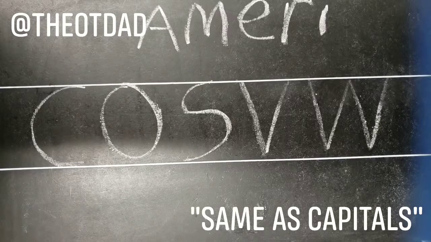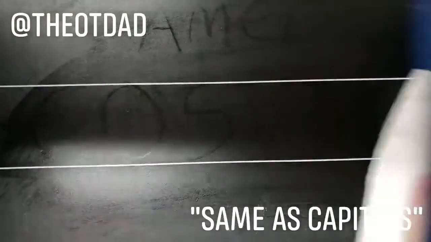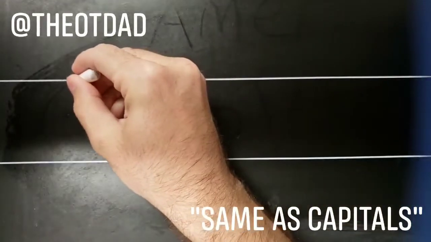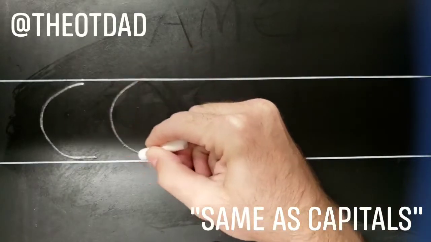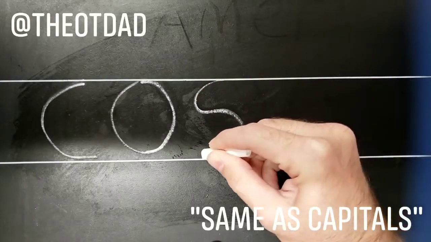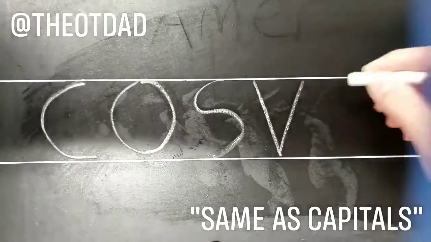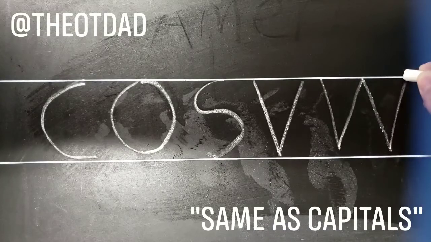It's important that you teach them using the exact same language that we use with capitals to really drive home the fact that they are indeed the same. So C is going to be big curve around. O is a magic C letter, so you start with the C, but then you keep going. S is a small curve and a small curve. V is small line down, small line up. And W is small line down, small line up, small line down, small line up.